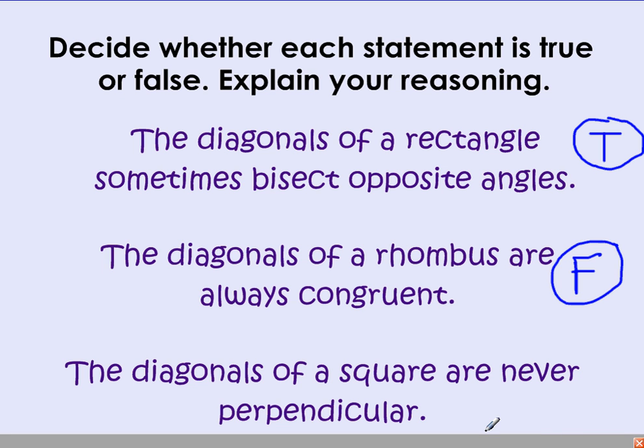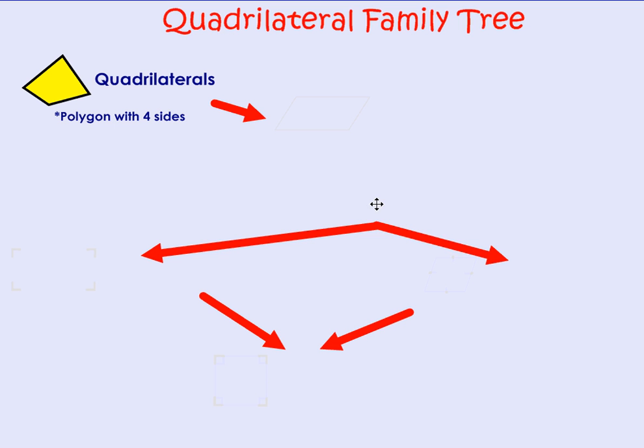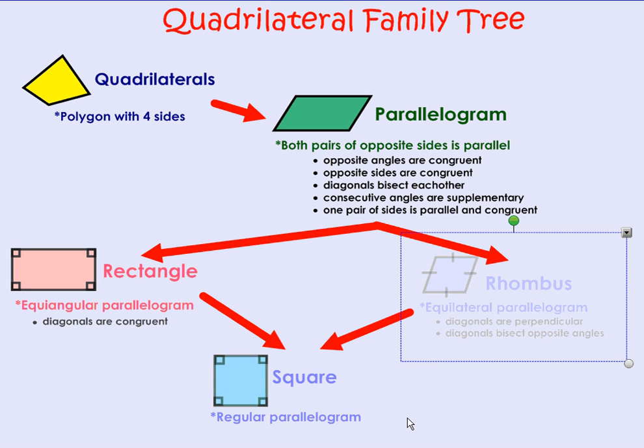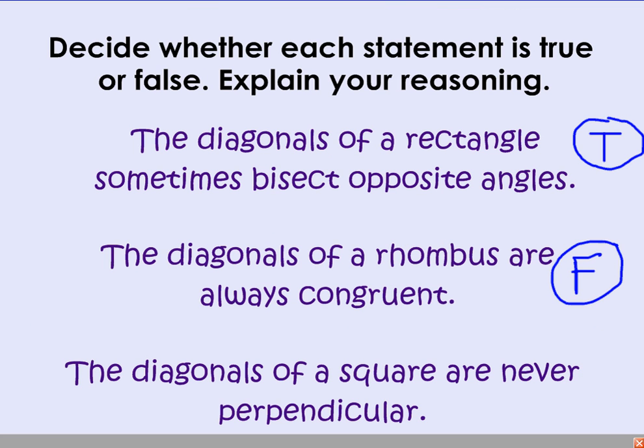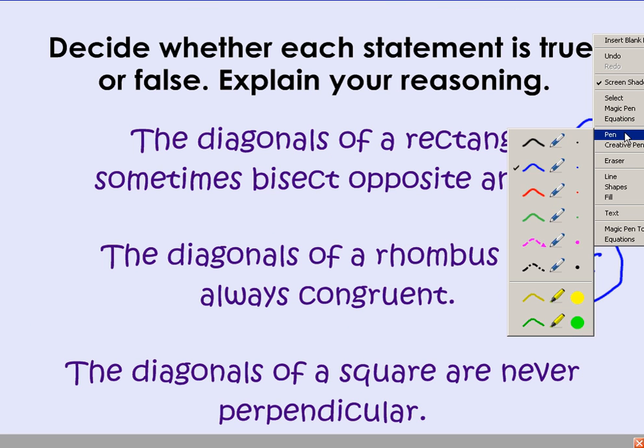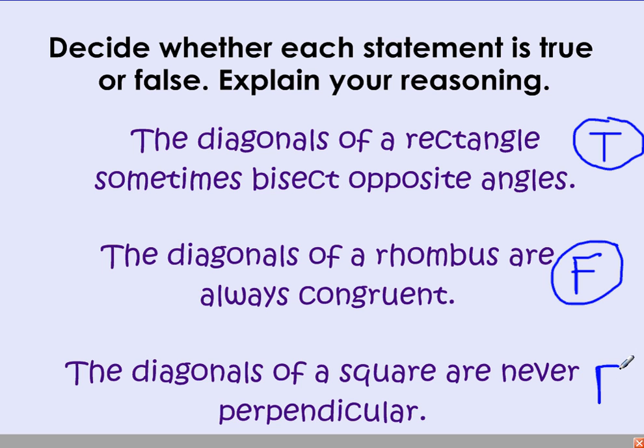Our last statement says the diagonals of a square are never perpendicular. Once again, let's look back at our chart. There's nothing listed here for a square, but we know that a square is going to have all the same properties of everything that came before it, so the same properties of a rectangle and a rhombus. So yes, it's going to have diagonals that are perpendicular, and that's going to always happen. So we're going to have to say that this statement is false, because the diagonals of a square are always going to be perpendicular.